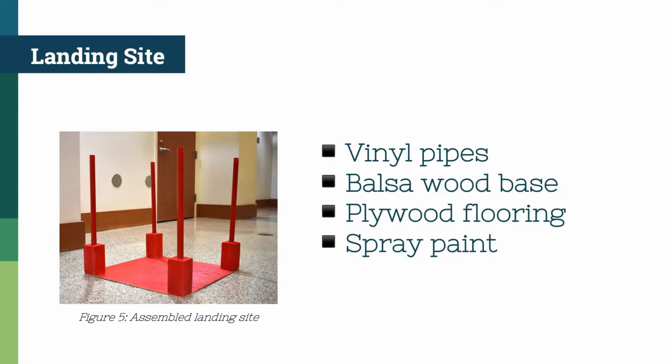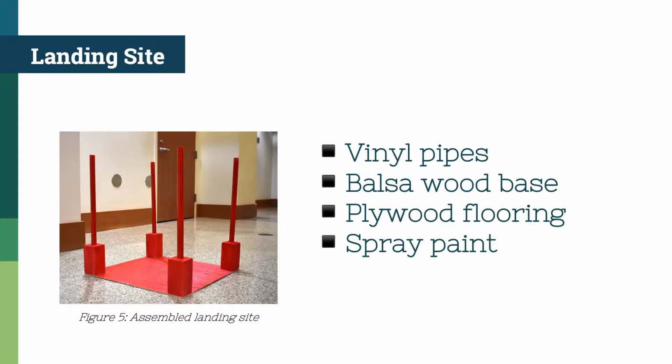The landing site that we used for this experiment has 4 vinyl pipes arranged in a square formation. We actually tested 2 other materials instead of the pipes, which were wooden dowels and PVC pipes. We found that the vinyl pipes worked the best with the distance sensors on the quadcopter and that they had the most surface area. To add more height to those markers, we had balsa wood, and on the floor we had plywood so that the drone can land on top of it. To make the structure more cohesive and to ensure that the drone sensors would actually sense the structure, we spray painted it one color.